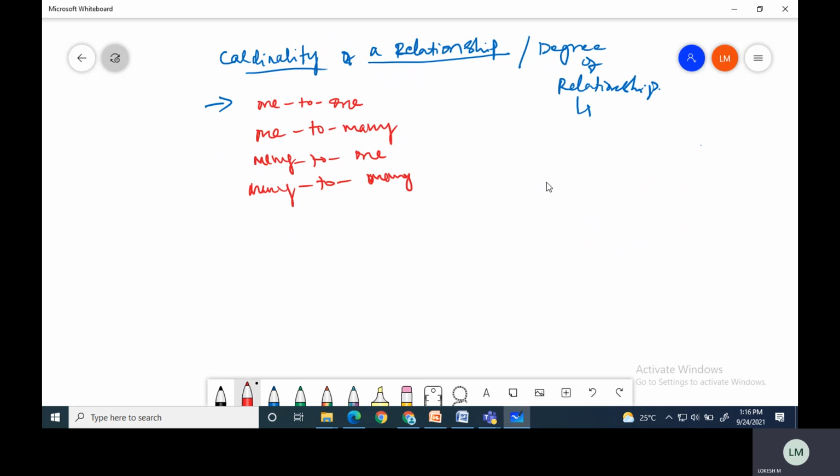Just now I have given student and department: one student, one department; or one department, many students are studying; or many departments, one student is attending; and many departments, many students.